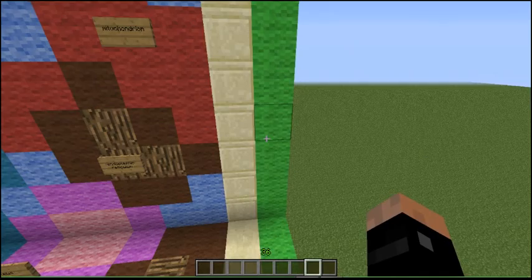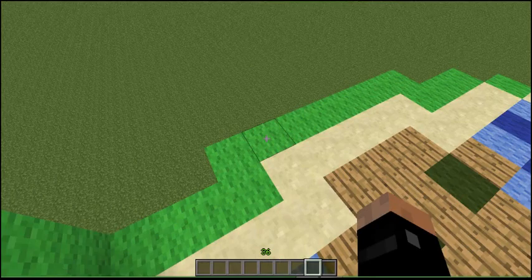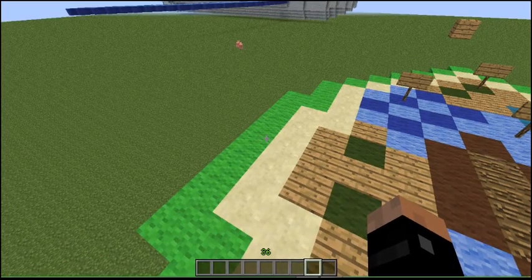Now, this green along the edge is the cell wall. The cell wall is what holds it all together.